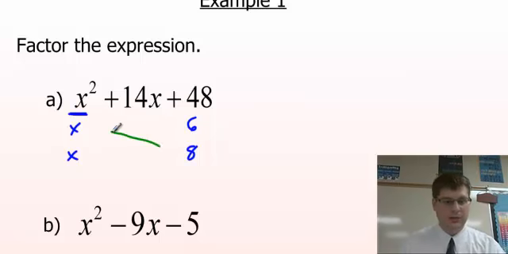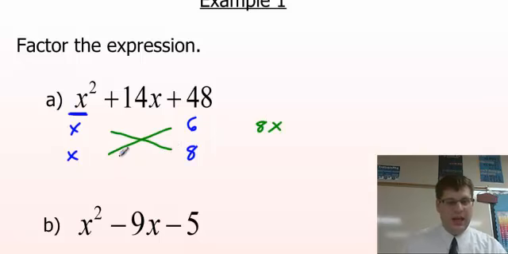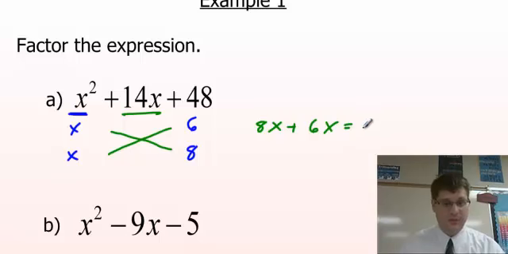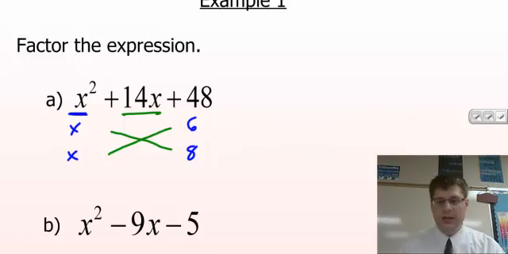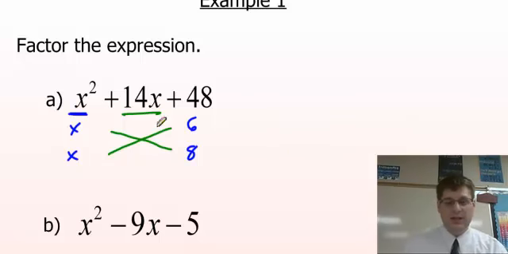So at this stage, I'm going to cross multiply. This is why it's called cross multiplication, or Xbox. I'm going to say 8 times x, that's going to give me 8x. And if I say 6 times x, that's going to give me 6x. And what I'm checking is if I add these two terms together, do they give me this middle term, 14x? And sure enough, they do. It gives me 14x. It works out. You can do that mentally, or you can write it down on paper.